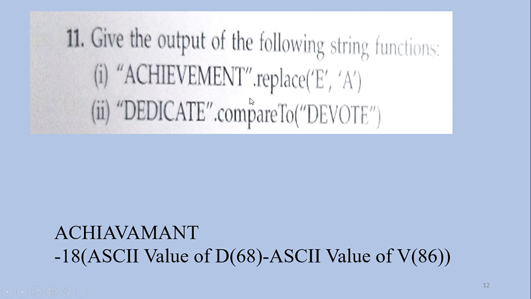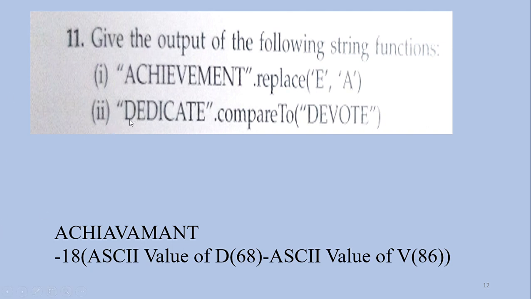The next question, dedicate dot compareTo devote. We have learnt about the compareTo function. compareTo also compares two strings, but here it is not returning true or false, but it is returning integers. Maybe 0, maybe greater than 0 or less than 0. Positive numbers, negative numbers or 0. When does it return 0? When both the strings are equal. Here how is it compared? It is compared based on the ASCII value.